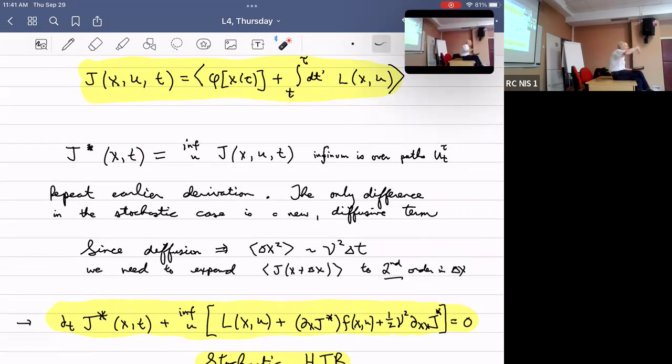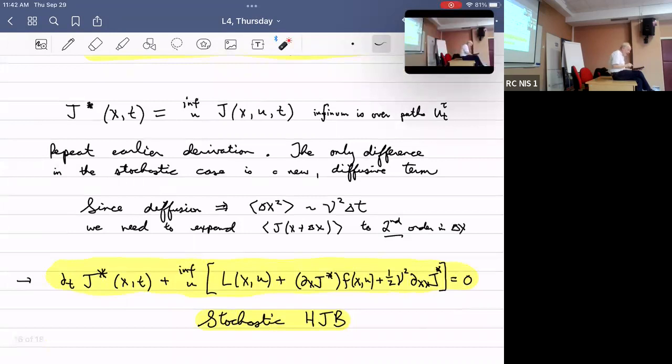The idea is that when you add noise to the system now, this will produce some kind of extra diffusion in the state, which is going to be something like mu squared times the time interval. And so the idea is that we should expand this expectation of J at different positions to second order in delta x, because the contribution from delta x was square root of t. So if we're looking at what happened in the time interval t, it should go out to second order.